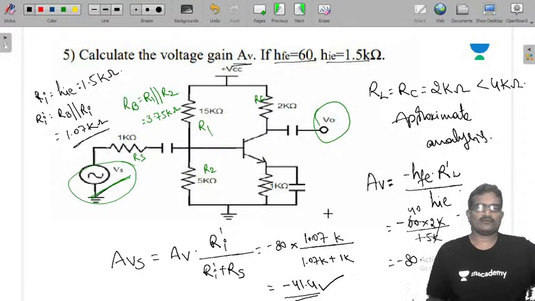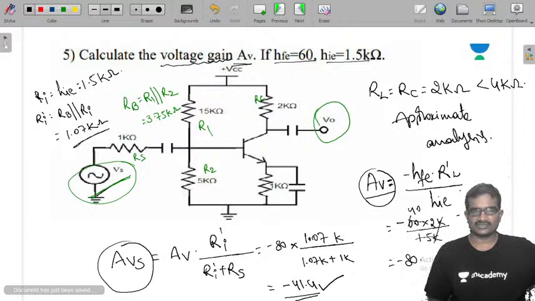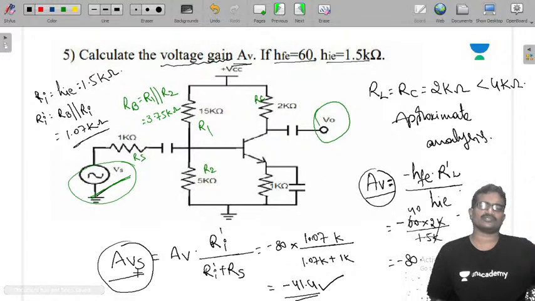Okay, so for this circuit they are asking the voltage gain. Here I differentiated AV and AVS. So this is the voltage gain without source, and this is the voltage gain including source.